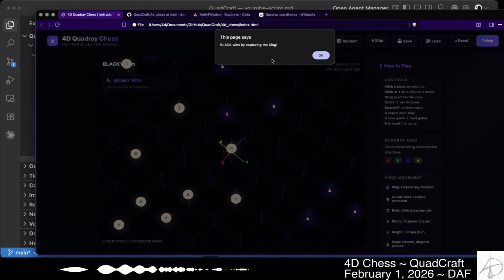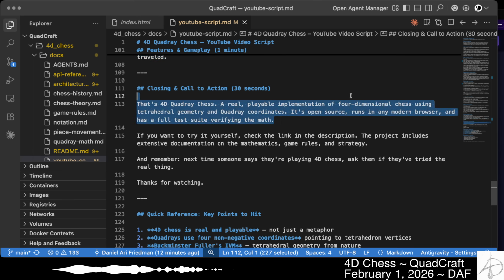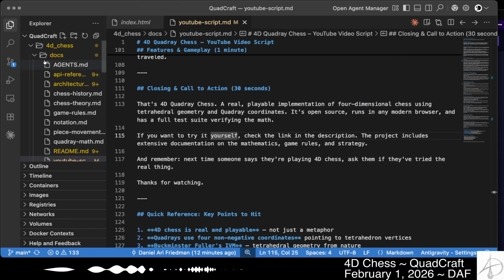Oh, black wins by capturing the king. Long live the king! That's 4D Quadray chess, a real playable implementation of 4-dimensional chess using tetrahedral geometry and Quadray coordinates. It's open source, runs in any modern browser, and has a full test suite verifying the math.